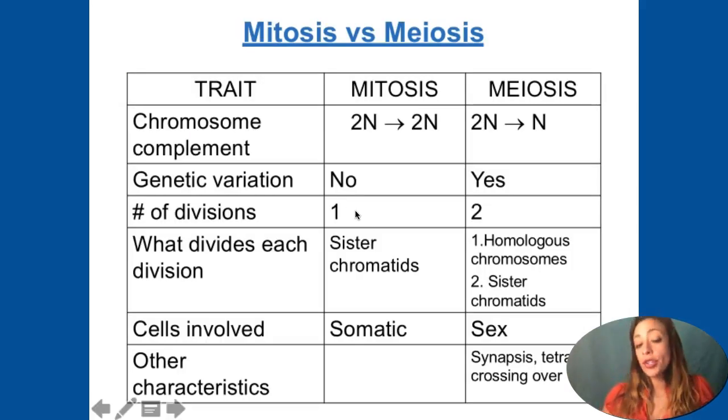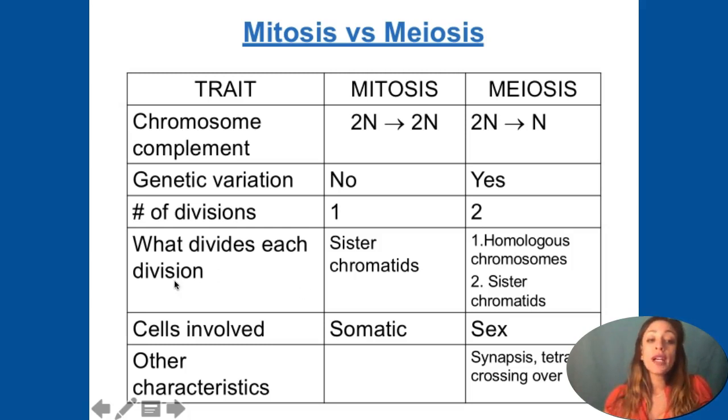Here's a nice little chart you can follow. Chromosome complement. Mitosis, we start off diploid, we end up diploid. Meiosis, we start off diploid, end up haploid. Genetic variation, there's no genetic variation in mitosis. However, there is a lot of genetic variation due to crossing over and independent assortment in meiosis. There's only 1 division in mitosis, but there's actually 2 divisions in meiosis.